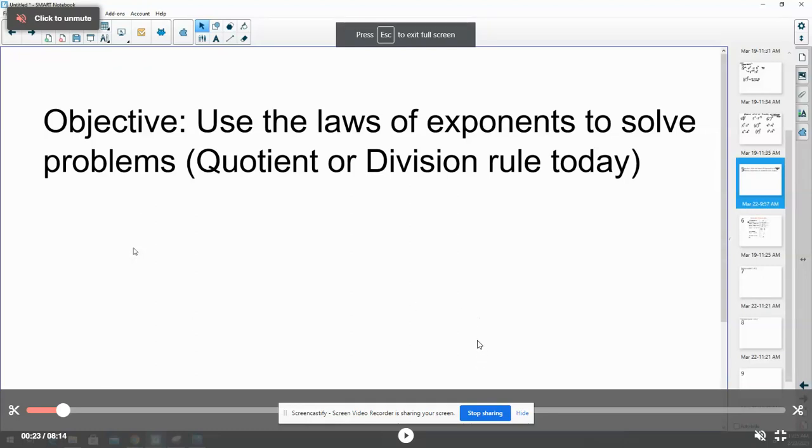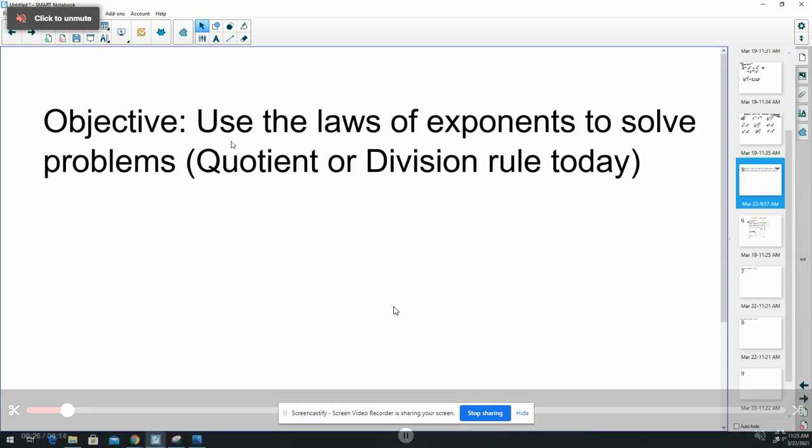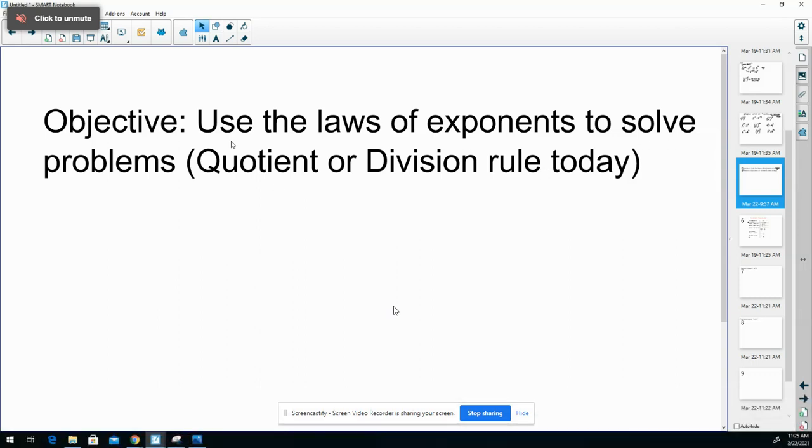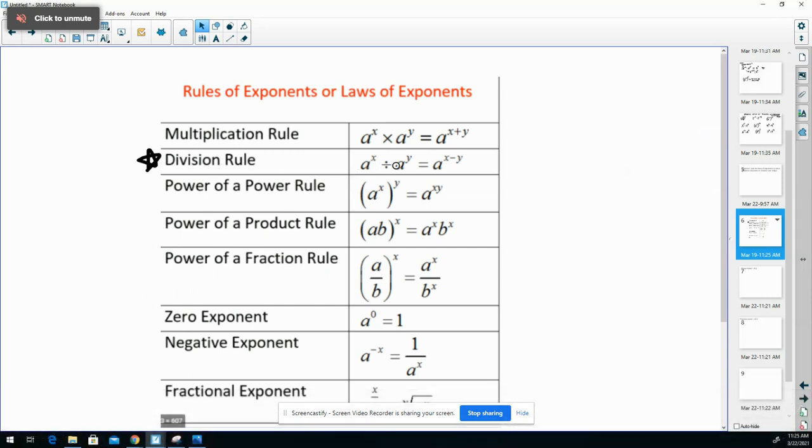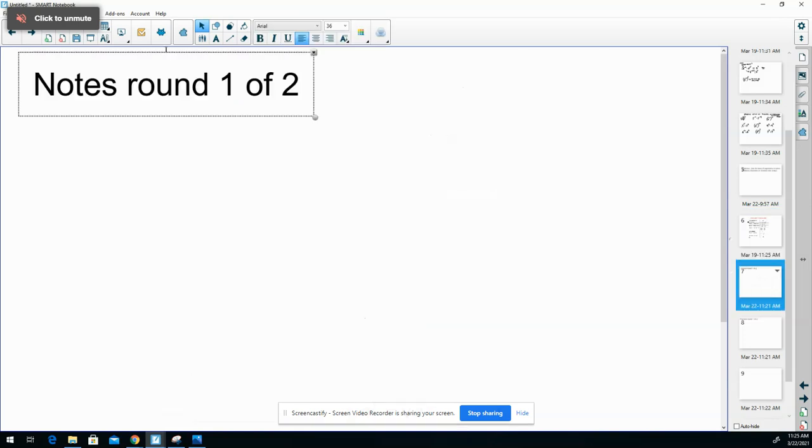Hello everyone, so today we're going to be doing laws of exponents again to solve problems, and today we're going to use the quotient or division rule. So yesterday we used the multiplication rule and the power of a power rule. Today it's usually referred to as the quotient rule, but sometimes it's called the division rule as well. So, notes round 1 of 2.